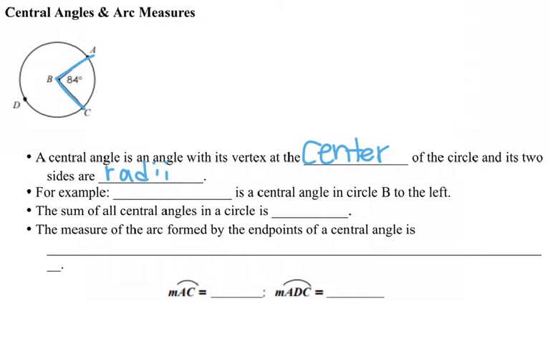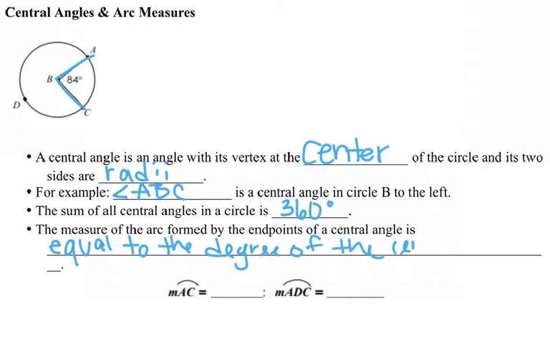Alright. So for example, if I wanted to name that, that would be angle ABC, a central angle in the circle B. The sum of all central angles in a circle is 360 degrees because that's how much a circle is measured by. Alright. So the measure of the arc formed by the endpoints of a central angle is equal to the degree, which is just the measure, of the central angle.